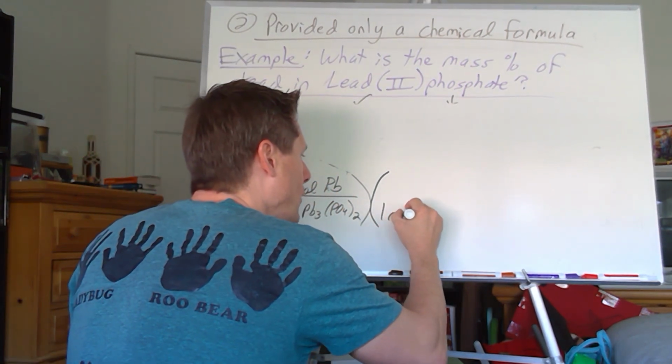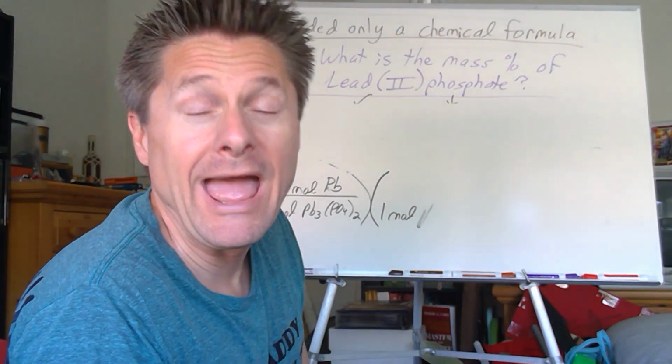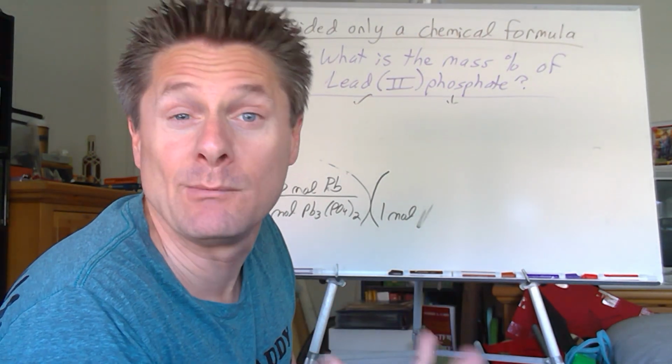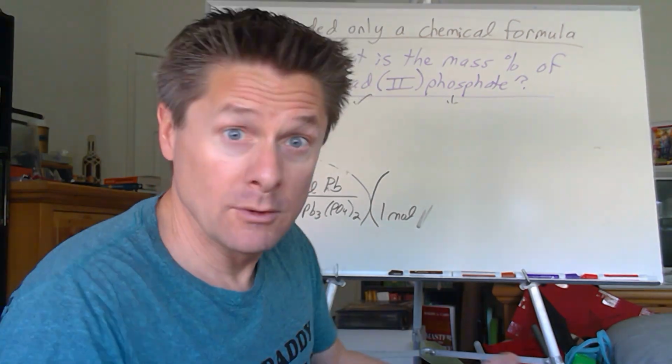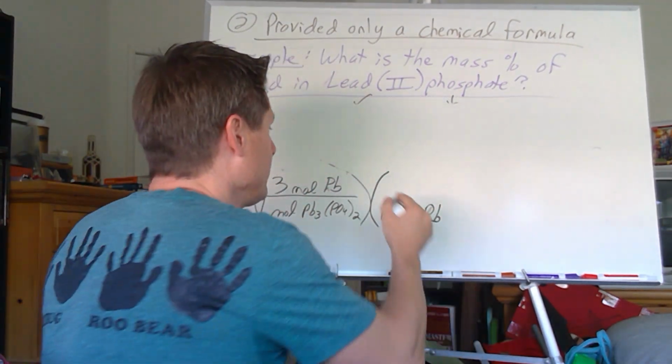So for 1 mole of lead, I keep spelling PB wrong. How do you spell an element symbol wrong? I just did it twice.